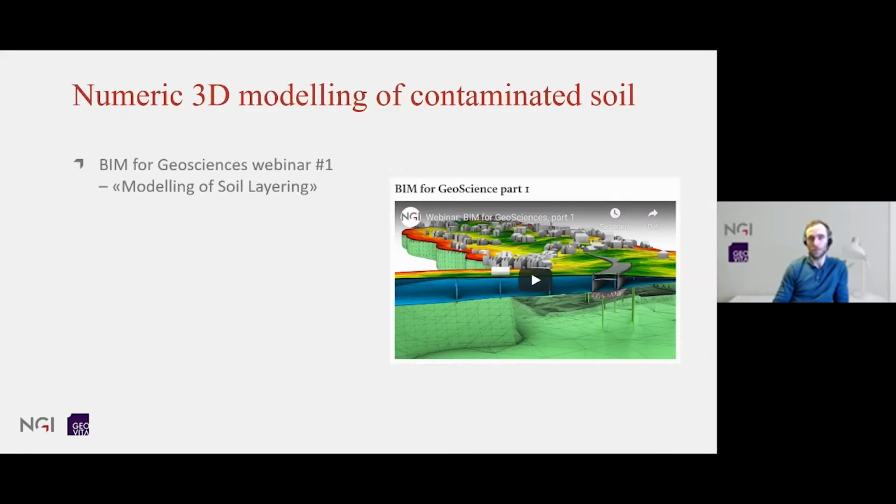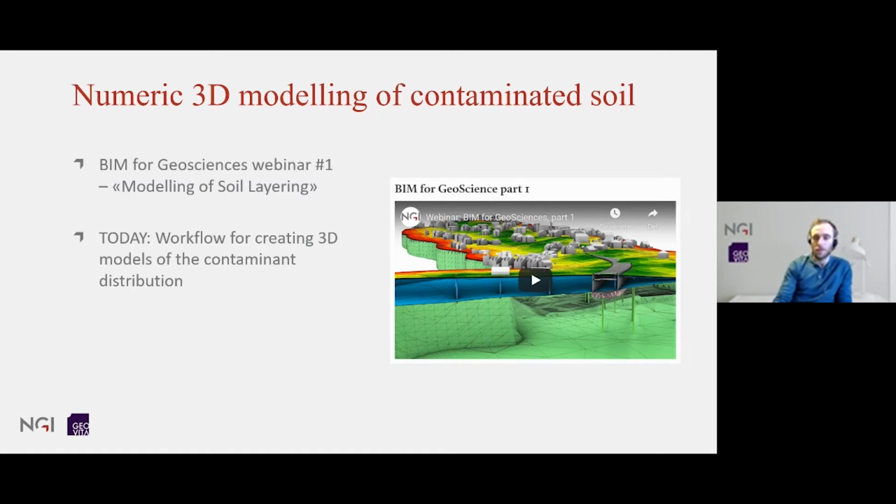In the BIM for GeoSciences webinar 1, my colleague Per-Anders Mortensen did a presentation about LeapfrogWorks and how to create models of soil layering. So in this presentation today, I'm going to focus on how to use the soil layer model to create a 3D model of the contaminant distribution. The way we do this is by using the soil model as a spatial boundary for the contaminants.